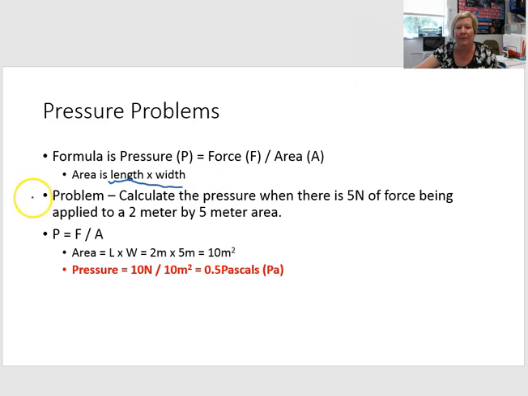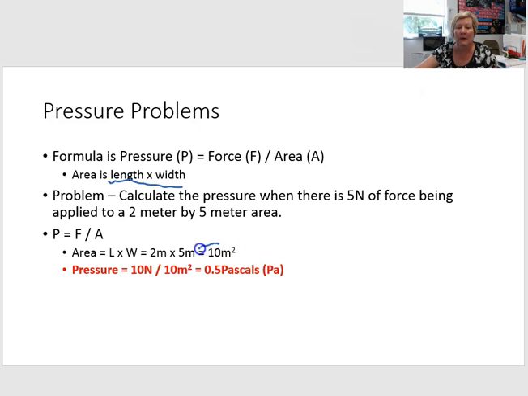Here's our problem. Calculate the pressure when there is 5 newtons of force being applied to an area of 5 meters by 2 meters. So here's our formula. Pressure is force divided by area. Let's calculate our area first. Length times width, which is 2 meters times 5 meters, which is 10 meters squared.